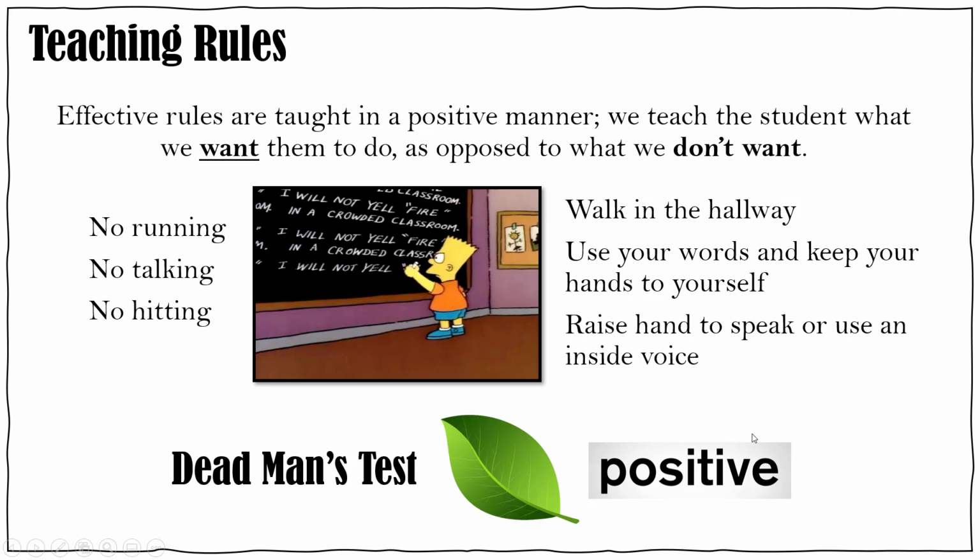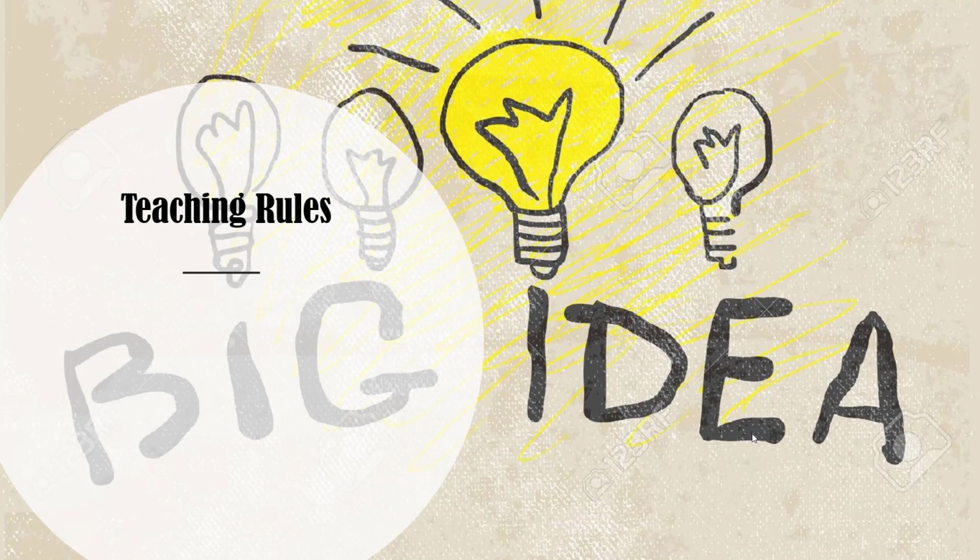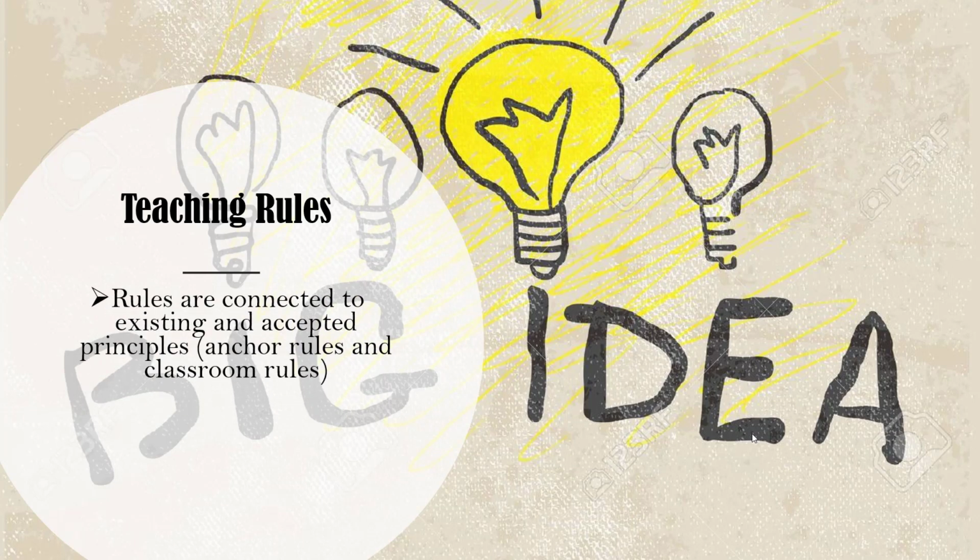So those are all things that we've talked about in previous modules. Okay, with regards to teaching rules, I want you guys to remember 3 main things. First, you want to make sure that you connect your rule to existing and accepted principles. So we have this distinction between what we call anchor rules and classroom rules. A lot of times in our PBIS systems, they'll have anchor rules for maybe the whole school, and schools do this differently.